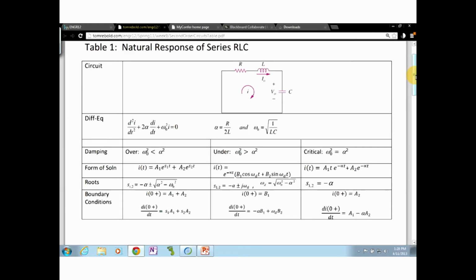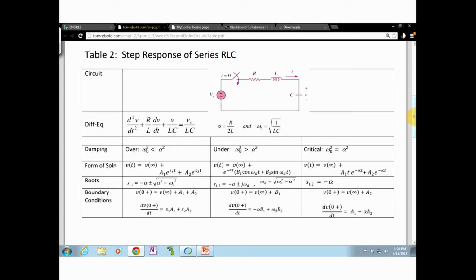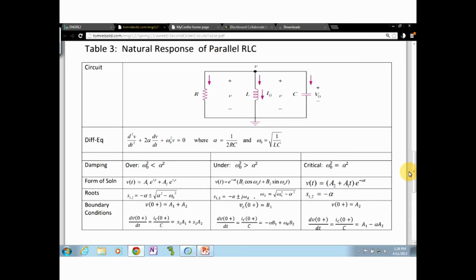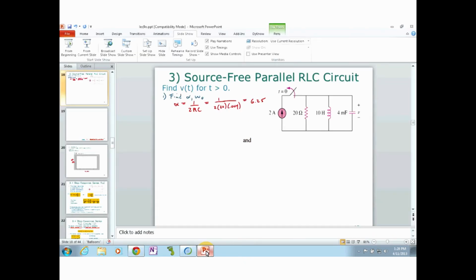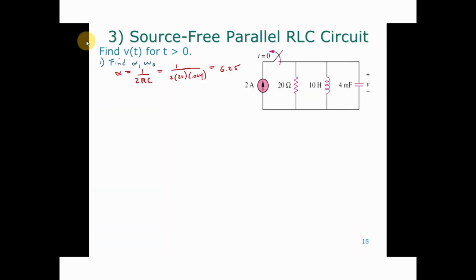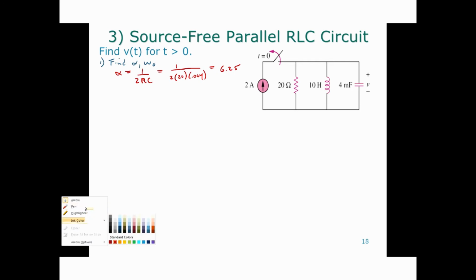This is table 1, and this is what we use for problem number 2. Now for problem number 3, we're using table number 2, which is the step response. Oops, that's the step response of the series RLC. So it's actually going to be table 3, which is the natural response of the parallel RLC. And it's all the same. Here's alpha, here's omega 0, and we just calculated alpha, but anyway, we'll just follow these steps and grind through it. It's basically just a grind.